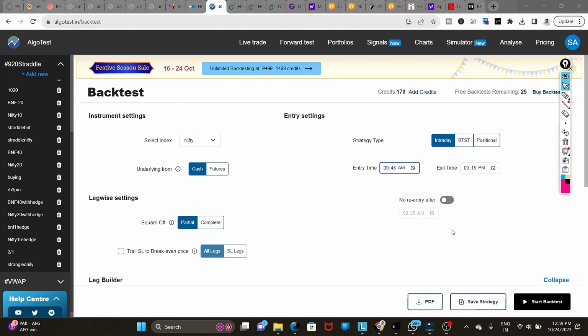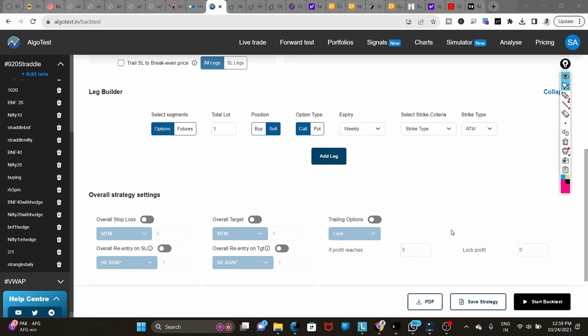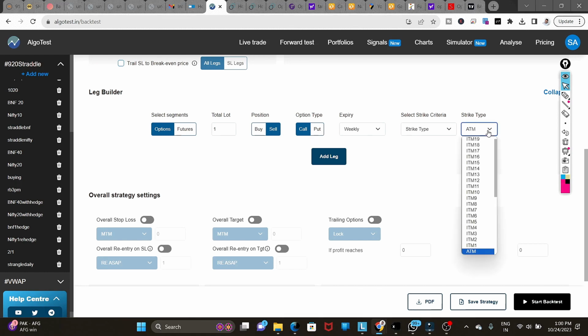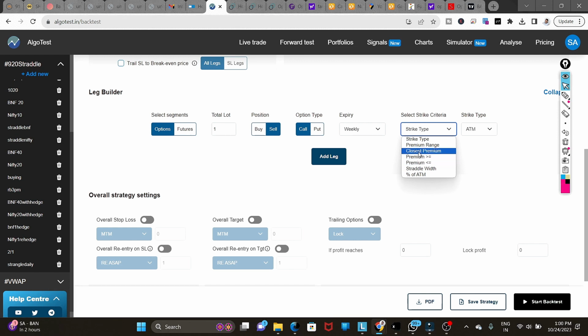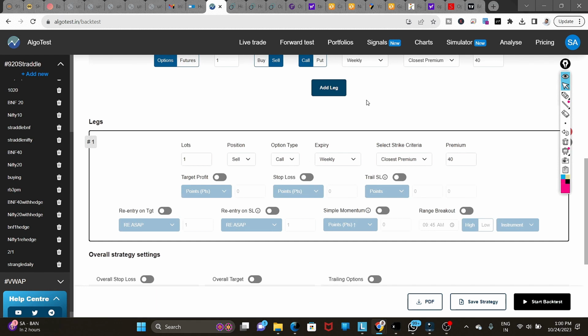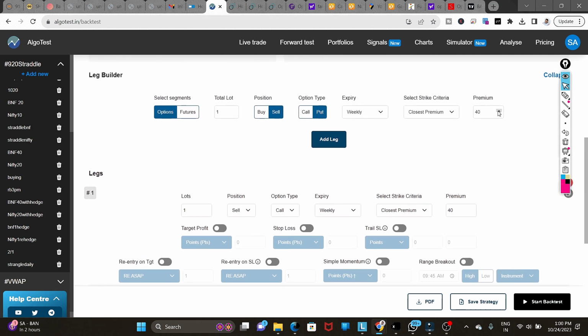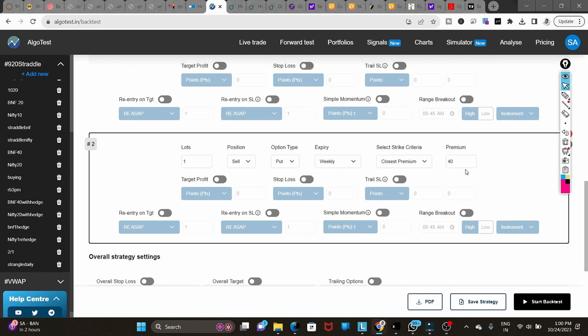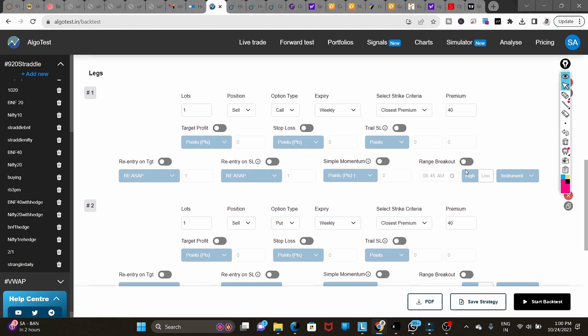Let's check. I'm going to make a simple strategy which is on the selling side. I'm going to sell an options call and put, where I want to take a closest premium of 40, say. Let's take this premium, and the only thing you have to select is these options. Total lots, how many you want to do? One lot. You're selling a call weekly, closest premium 40. Same thing, selling a put, closest premium 40. So what we are doing, we are selling a call and a put at 9:45 a.m.